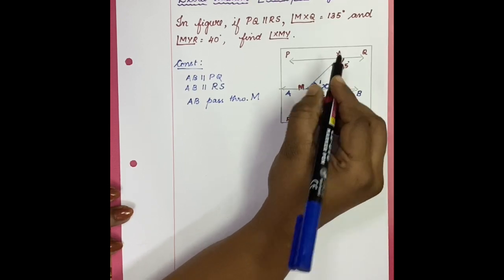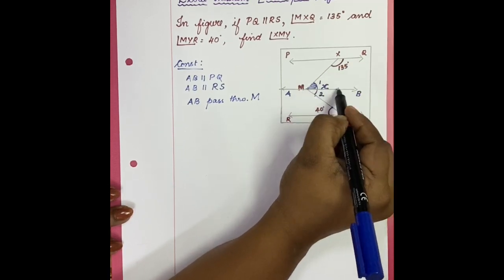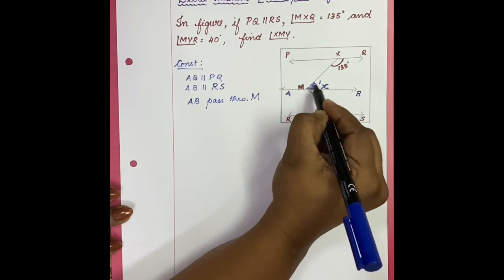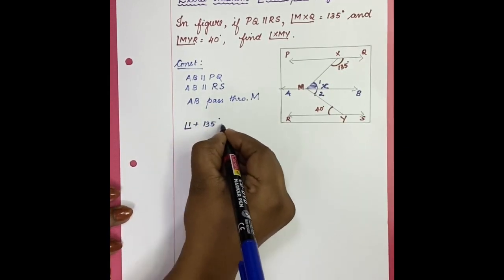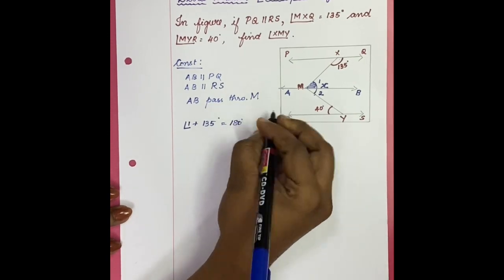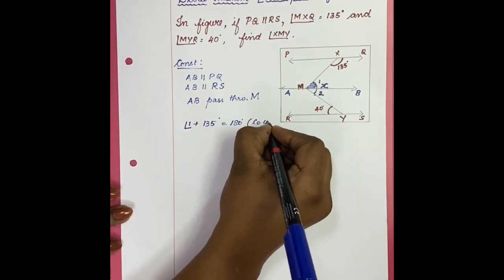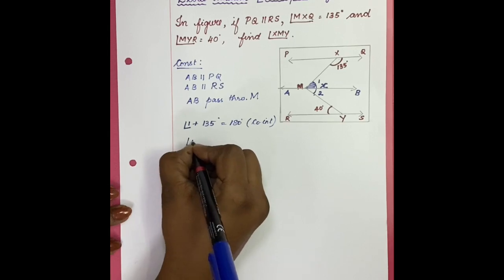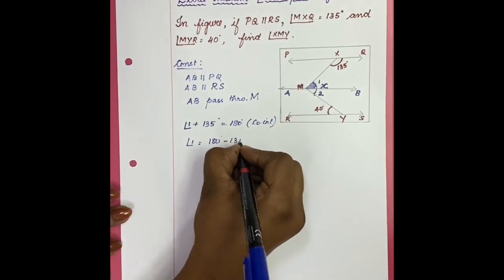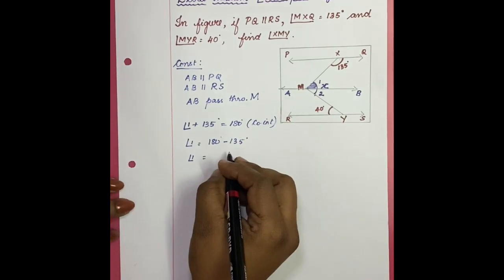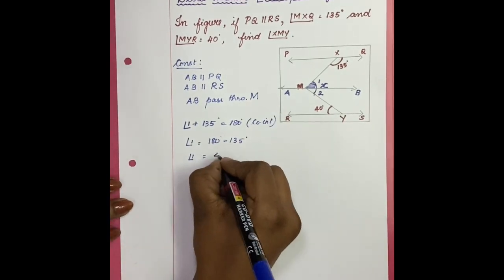How can I find the measure of angle 1? Yes, angle 1 and this are co-interior angles. Can you see this? So angle 1 plus 135 degrees is equal to 180 degrees because they are co-interior. So angle 1 is equal to 180 minus 135 degrees. So angle 1 is equal to 45 degrees.